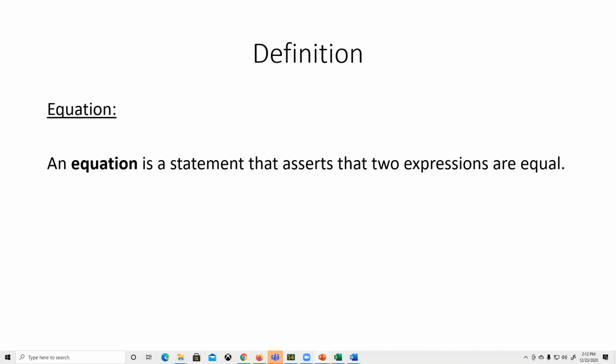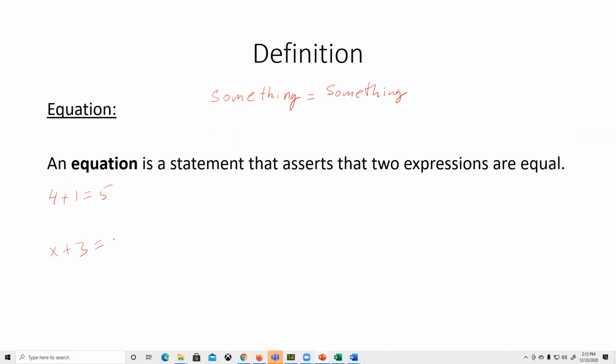In other words, as long as you have something equals something, we have ourselves an equation. So for example, 4 plus 1 equals 5. That can be an equation.